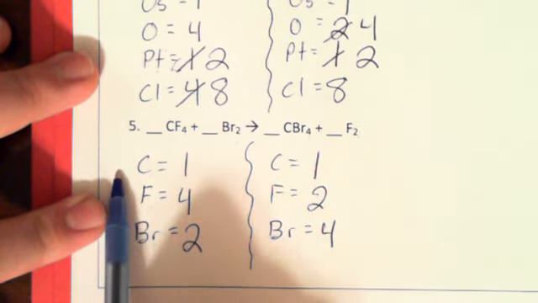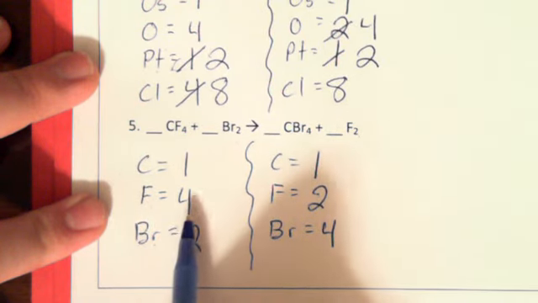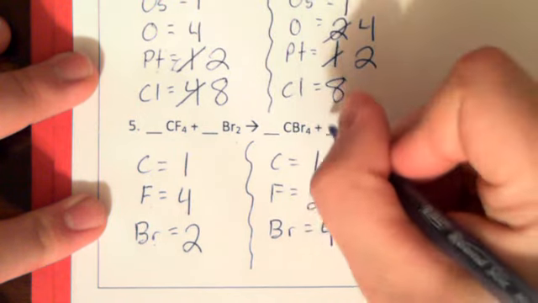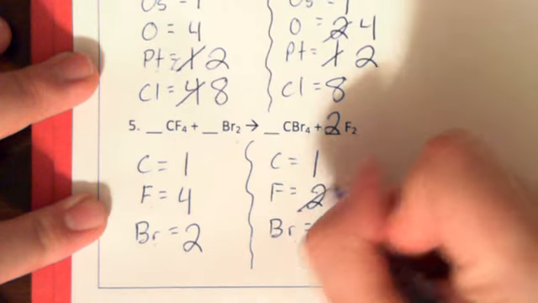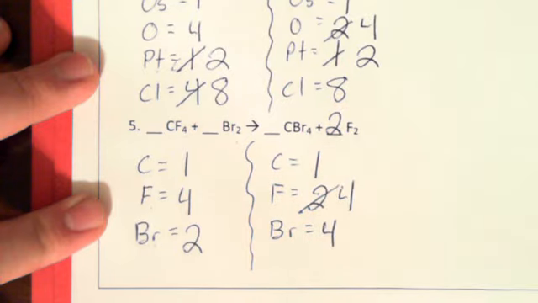But you can't start with the carbons. 1 and 1, nothing you can do. So let's start with the F's. You've got 4 in, 2 out. Let's take this and multiply it by 2. So we're going to have to put a 2 right here. That is only going to affect the F's, so let's cross them out. 2 times 2 makes 4. Fluorines are fixed.